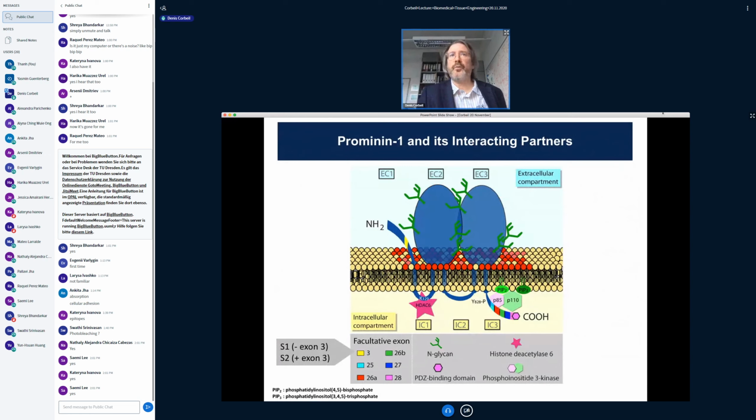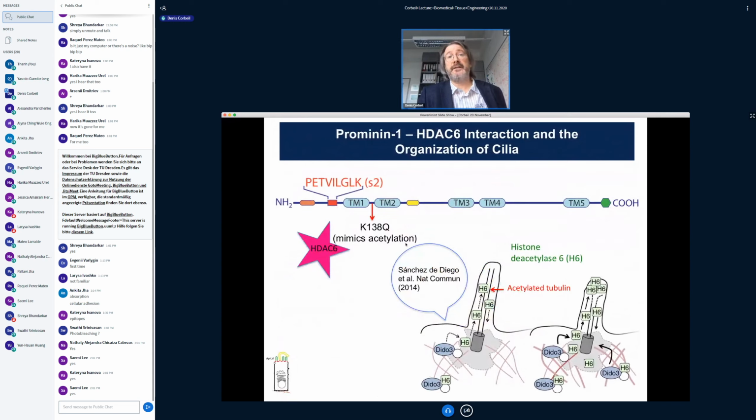So now we go back to what prominin can do, and I show you here that this enzyme, histone deacetylase, can play an important role there, which binds to prominin. What this enzyme is doing: one major difference between cilium and the microvilli is the cytoskeleton structure. The microvilli are based on actin. The primary cilium are based on tubulin. They will do a similar array, but it's tubulin.